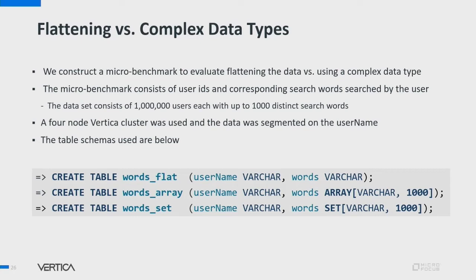First, we have the words array table, which pairs a username with an array of distinct search terms. In this table, we can expect to see 1 row per user. We have a similar table next, which is the words set table. This is the same as the words array table, except instead of using an array complex type, we have a set complex type, which organizes the data in a sorted fashion for fast lookups and keeps only distinct search terms.